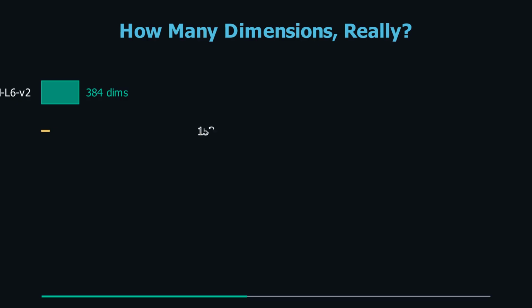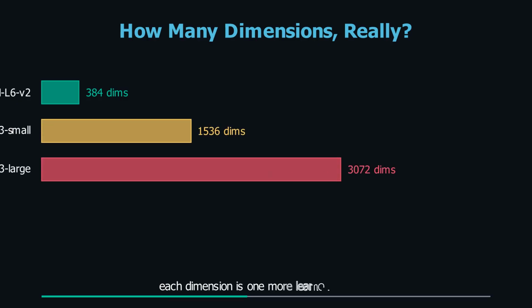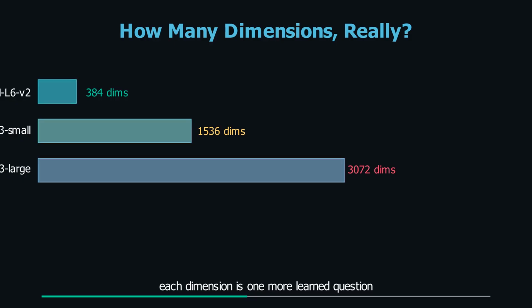Some real numbers. A small popular model called MiniLM uses 384 dimensions. OpenAI's text embedding 3 small uses 1536. Their larger version jumps to 3072. Every one of those numbers is one more question asked about the word.